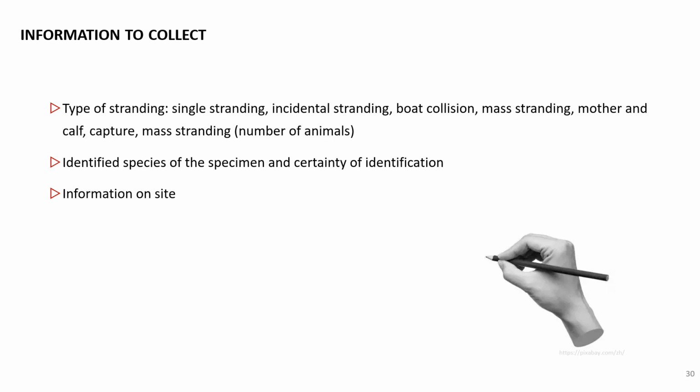We need to describe the type of stranding, if it's a single stranding, incidental stranding, boat collision, mass stranding, mother and calf, or capture, and importantly the number of animals. Identify the species of the specimen and certainty of identification. Information on site.